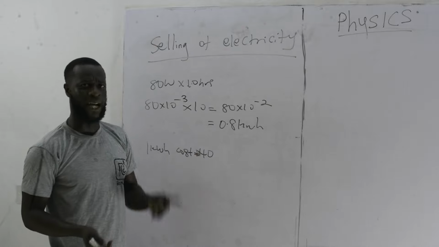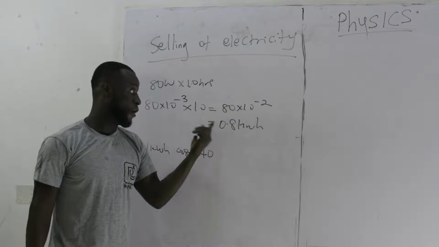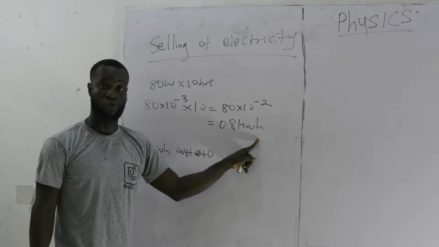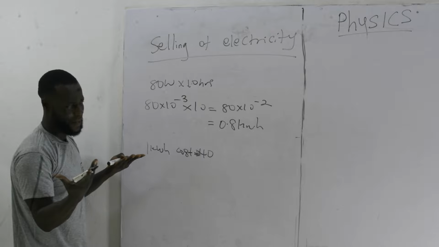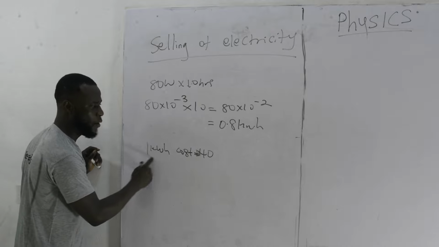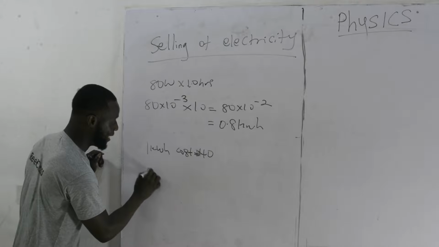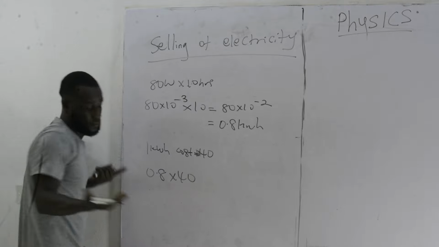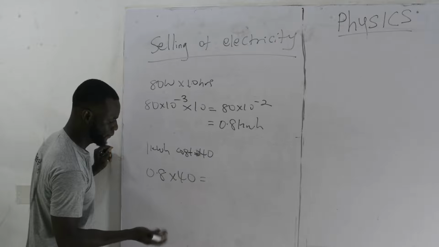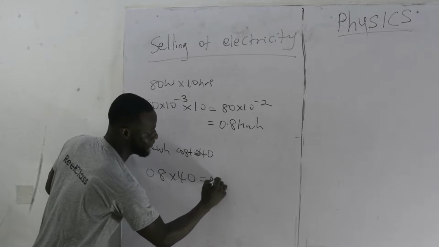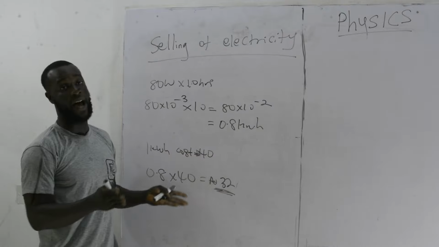So the person can calculate how much he has to pay for running his fan for 10 hours, because this is the energy he will consume, 0.8 kilowatt hour. He would simply do basic mathematics. If 1 kilowatt hour costs 40 naira, then 0.8 kilowatt hour will cost 0.8 times 40. If you run this math, it will be around 32 naira. That is what it's going to cost him for running the fan for 10 hours.